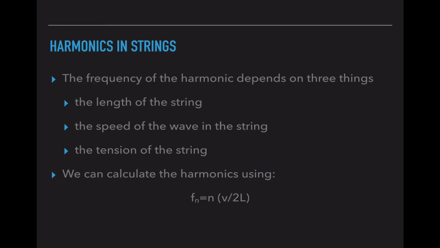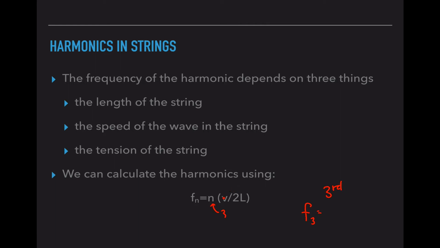The frequency of the harmonic depends upon 3 things: the length of the string involved, the speed of the wave in the string, and the tension of the string. And we can calculate the harmonics using the following equation. So please note, Fn, this n is just an indicator. It is not actually being used in the calculation. This second n is the number of the frequency you are calculating. So if you're calculating the third harmonic, it would be F3, or the third frequency, and you would plug in a 3 at that location.